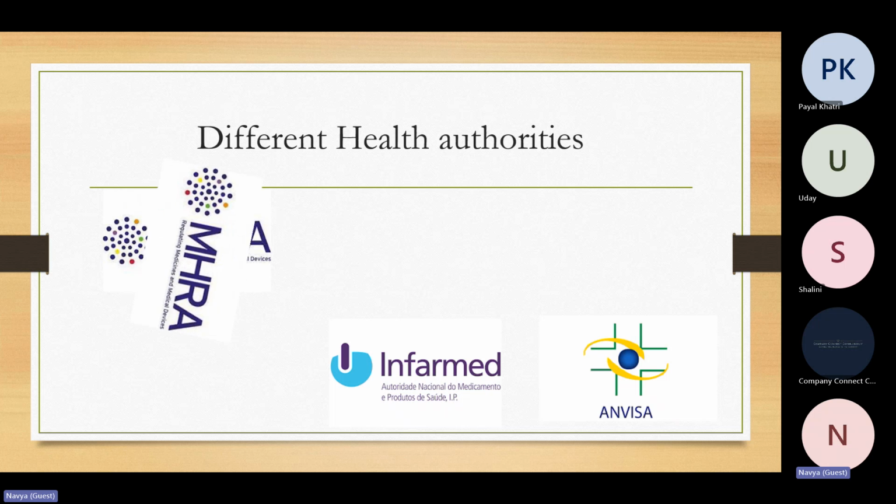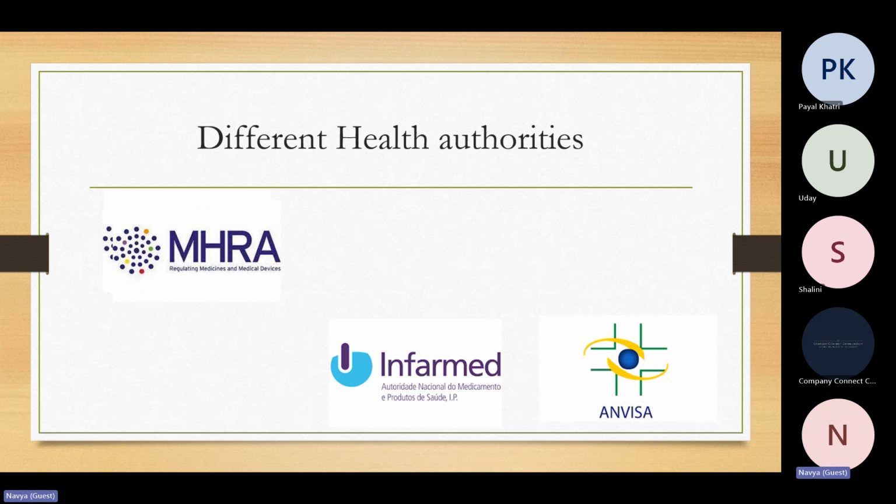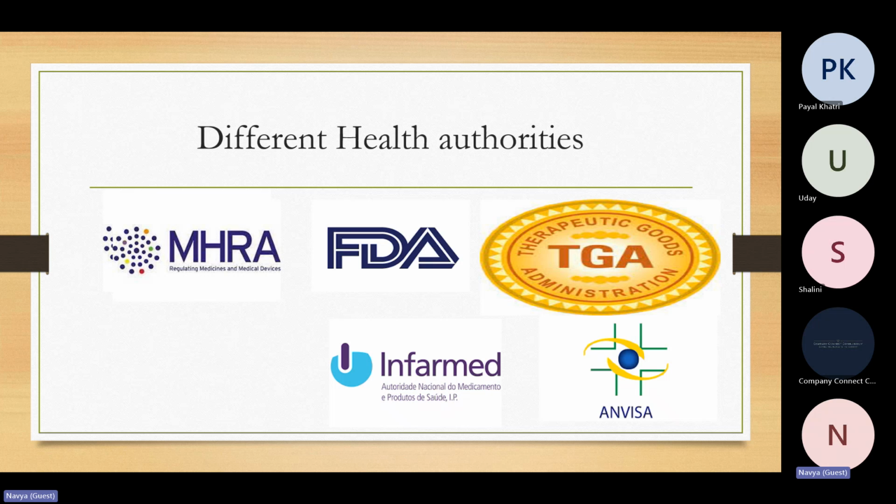These are the different health authorities: MHRA is for the UK, FDA is for the US, TGA is for Australia, Health Canada is for Canada, Infarmed is for Portugal, and ANVISA is for Brazil. There are many more health authorities; these are some which have been listed. These are the authorities responsible for providing the approval for registration of a drug product.